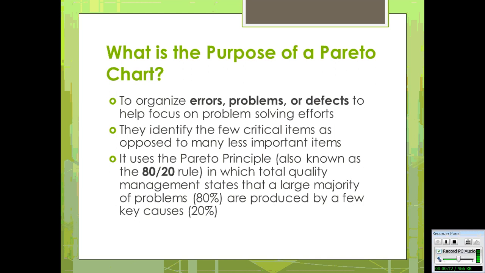What is the purpose of a Pareto chart? It's used to organize errors, problems, or defects to help focus on problem-solving efforts. They identify the few critical items as opposed to many less important items. It uses the Pareto principle, also known as the 80-20 rule, in which total quality management states that a large majority of problems, 80%, are produced by a few causes, 20%.